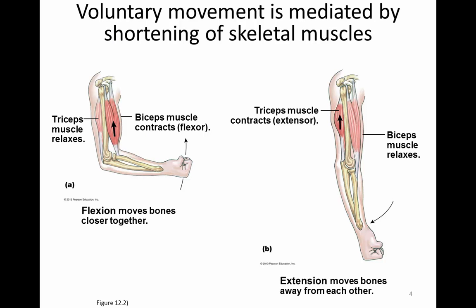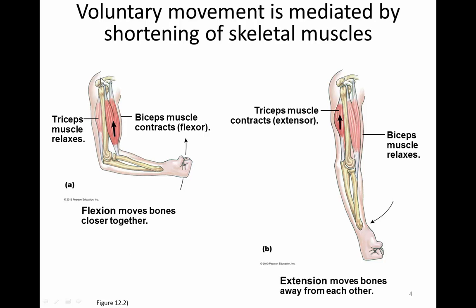Let's start here. Voluntary movement is mediated by the shortening of skeletal muscles, so the way the muscles attach to the skeleton will allow the movements of the limbs. Muscles are often organized in what we call opposing pairs. In an opposing pair, such as the biceps and the triceps in the arm and forearm, when the biceps contracts on the front side, the anterior side of the arm, you see muscle flexion, that is, the forearm moves up towards the arm. Flexion moves the bones of the forearm closer to the bones of the arm.